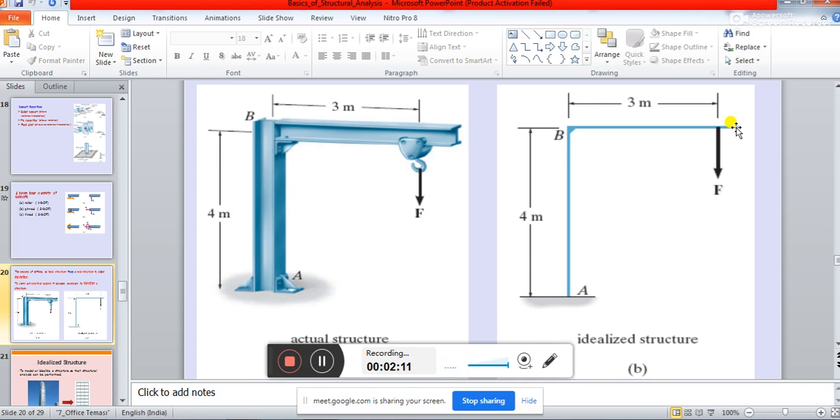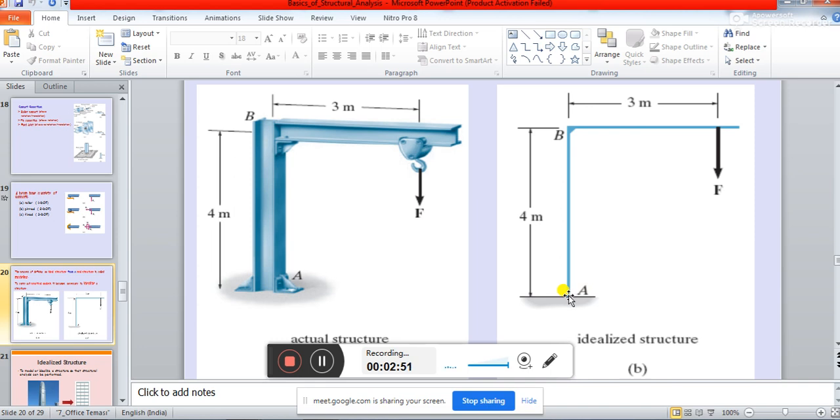So this is basically called idealization of the structure, and to be more precise, it will be called modeling of a structure. So see what you have done. You have idealized this I beam column as a vertical member, and in this idealization process, what will you give? You will give the area of this member, the moment of inertia of this member, the material property of this member, and the Poisson's ratio of this member.